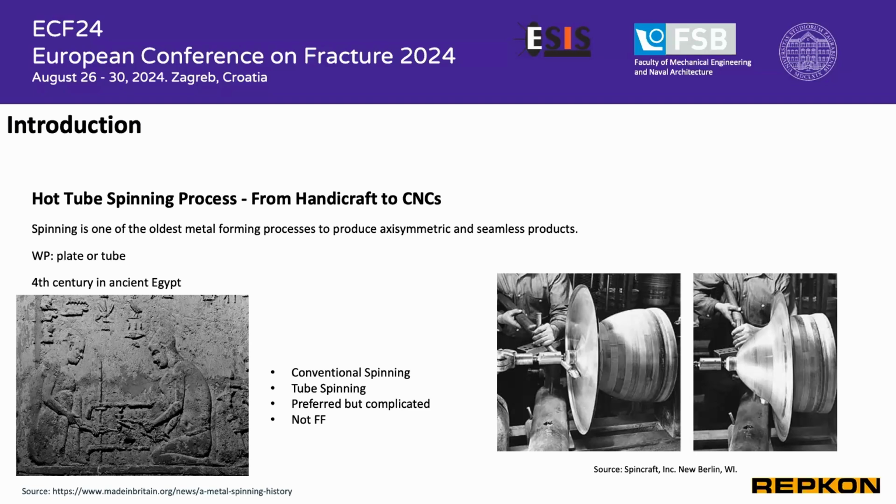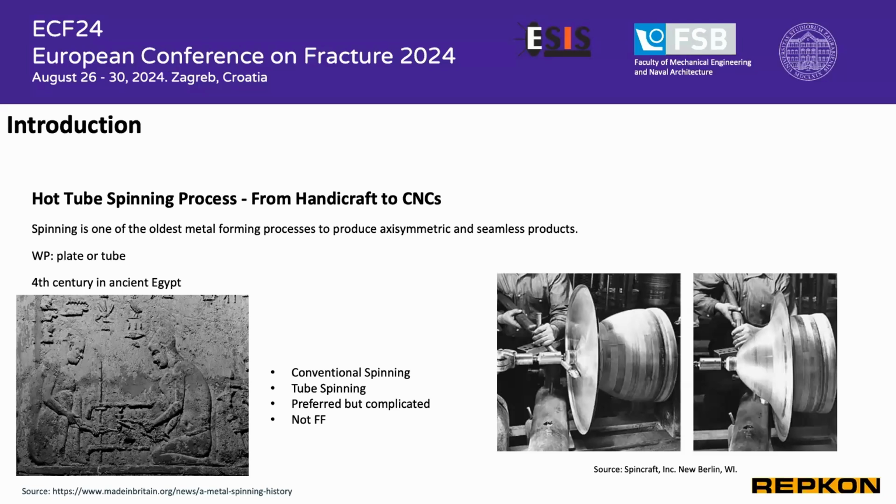So when we are talking about conventional spinning, we have a circular blank sheet metal and forming tools, and at the end of the process we have more or less this kind of shape as a final product. But in this research, we're going to have tube spinning. So we have a tubular preform, and we're going to have a rotationally axisymmetric and seamless product at the end of the process.